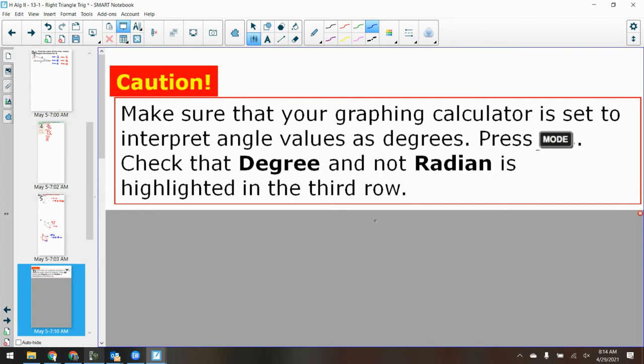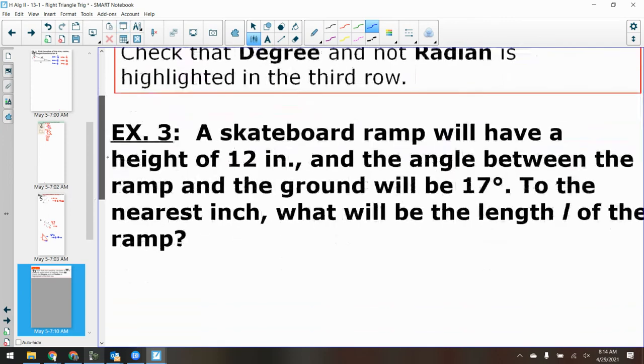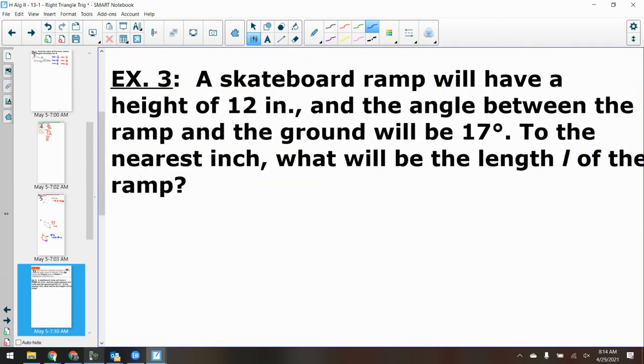Make sure that your graphic calculator is set to interpret angle values as degrees and not radians for right now. When we do that, we can answer questions, and our answers will give us back a degree measure and not a radian measure.